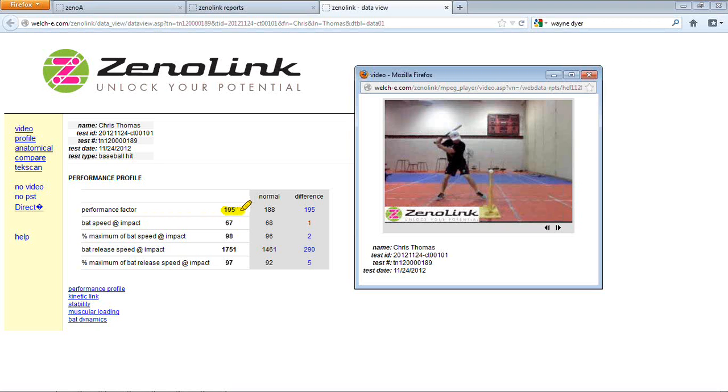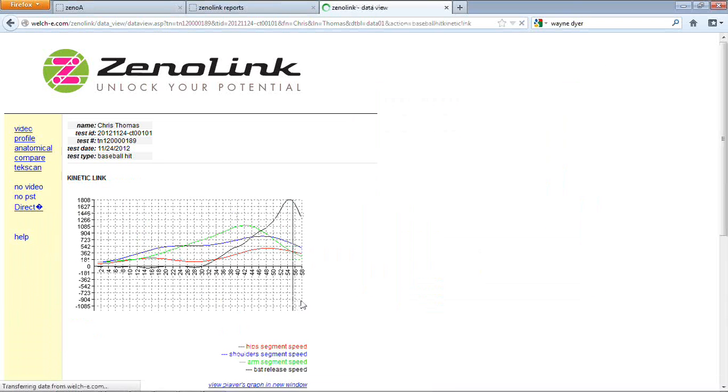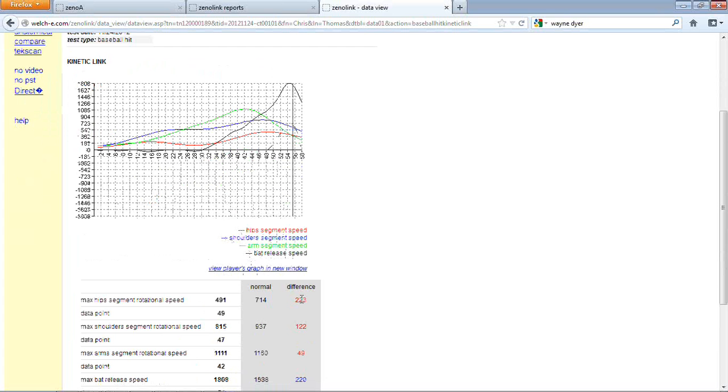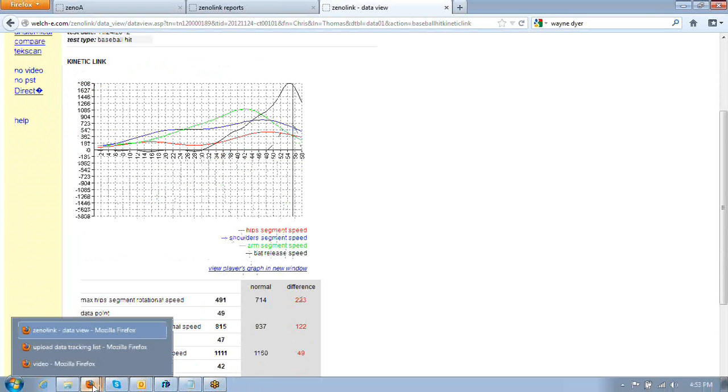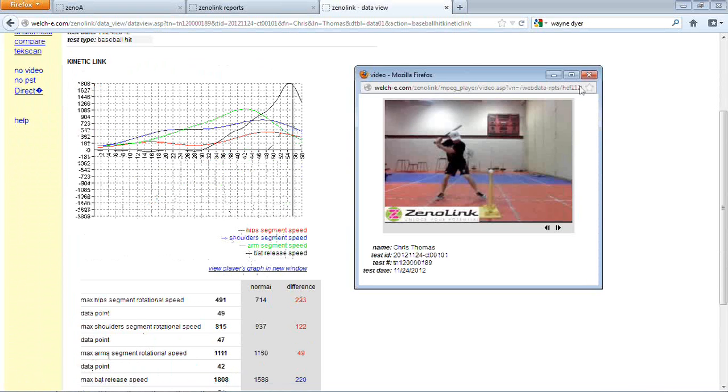And obviously very high at 195, 98% utilization linear, 97 angular, good speed outputs at both angular and linear. So overall, good effective use of speed at impact. We look at the kinetic link, we can see how that speed is being produced, and we see a really good basic kinetic link. There are areas of weakness that we can improve, but this is what you like to see from a hitter.